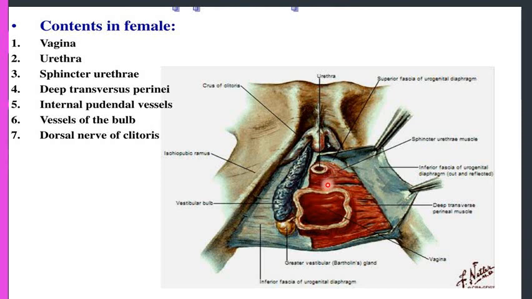Along with it, it has its compressor urethrae and the sphincter urethrovaginalis component in the female. And here again you can see the passage of the urethra and the vagina, along with all these components, same as in the male, but the artery and nerve of the penis in the male are replaced by the artery and nerve of the clitoris in the female.